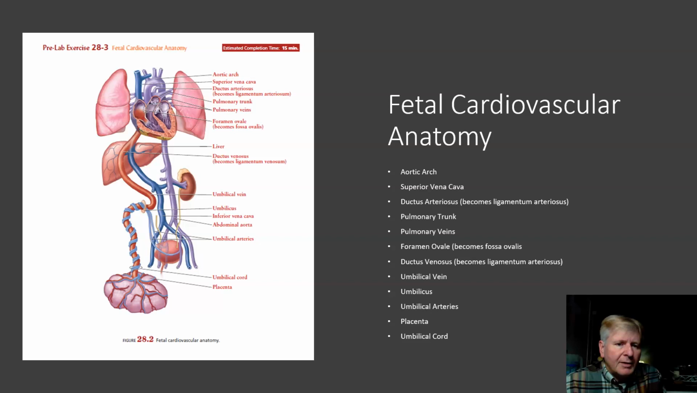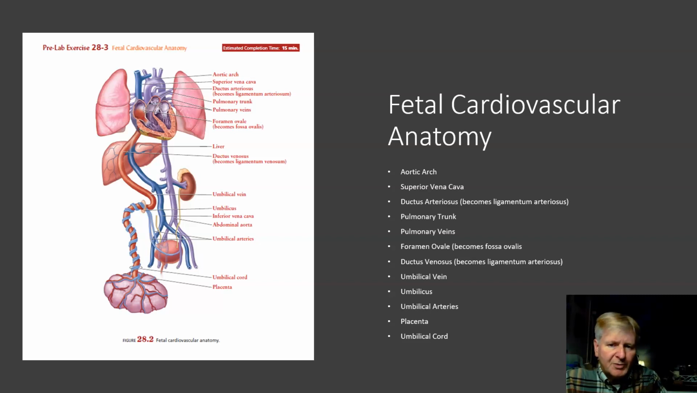figure. The ductus venosus is actually the umbilical vein taking blood to the inferior vena cava. And the ductus venosus will become the ligamentum venosum in the adult. Here's the inferior vena cava, right here. And here's the abdominal aorta, right here. So make sure you understand where these features are located: the aortic arch, superior vena cava, the ductus arteriosus, and know what adult features they become.